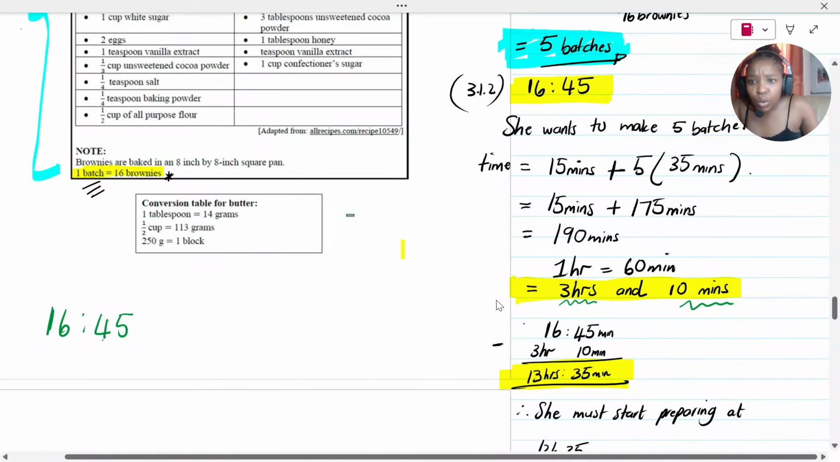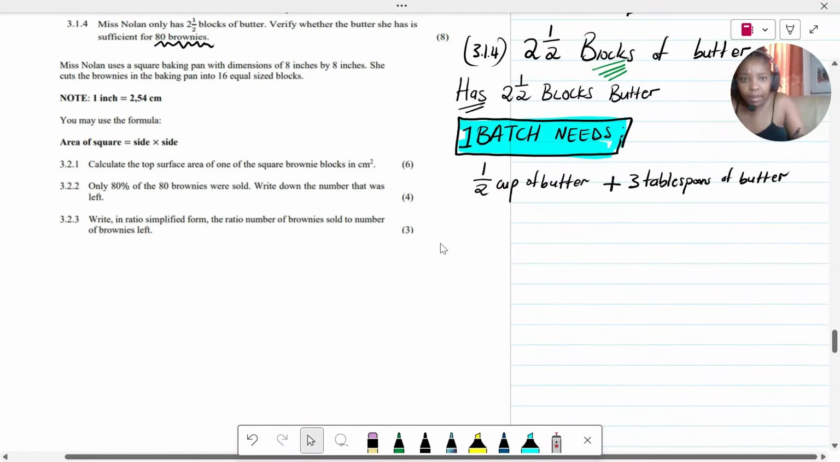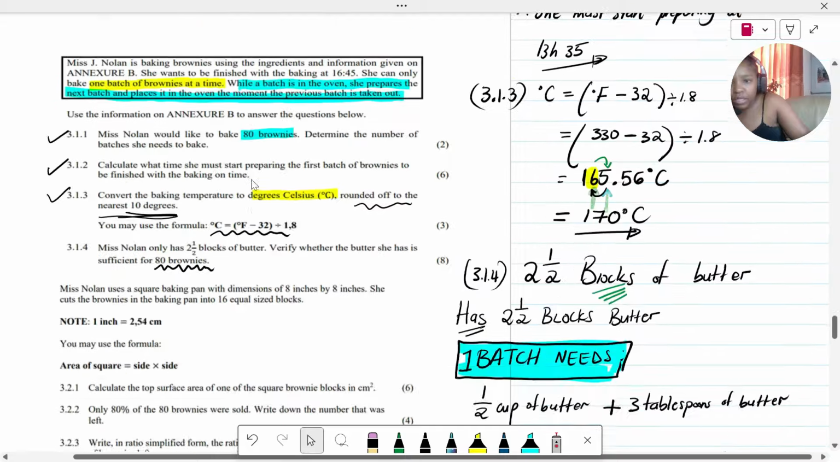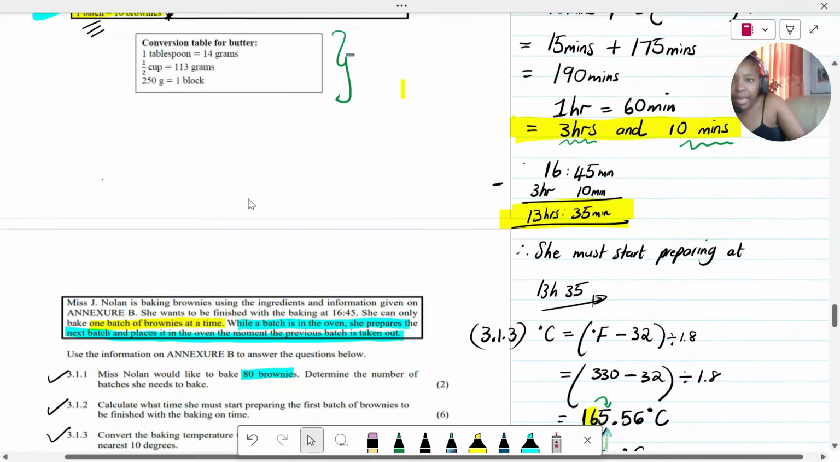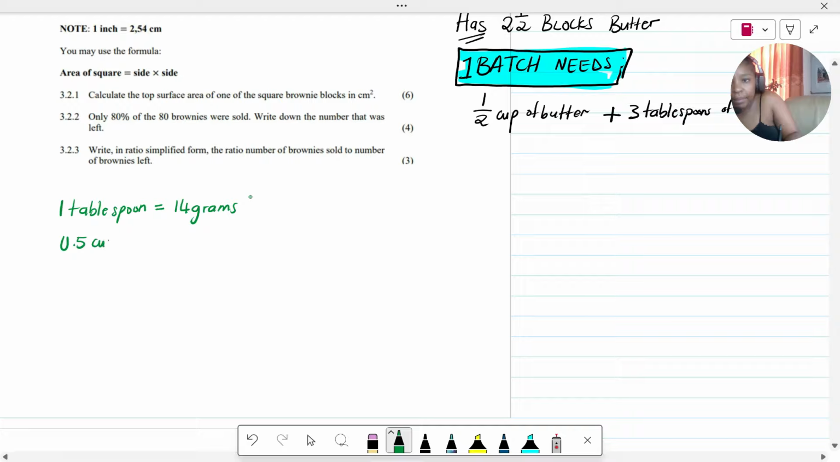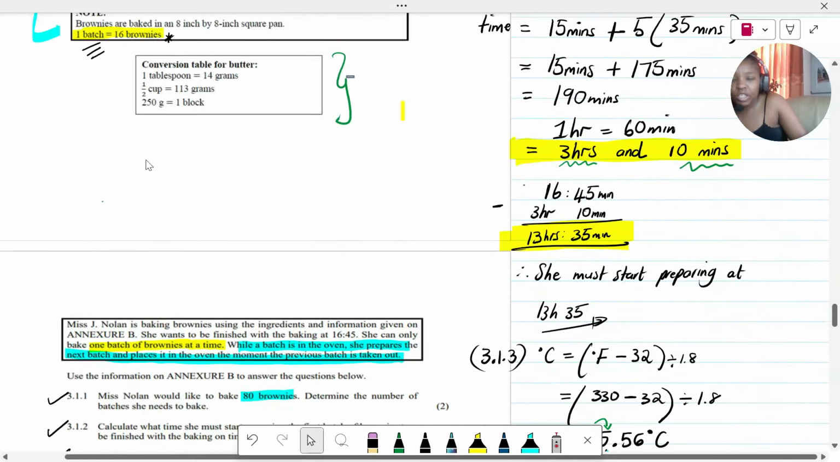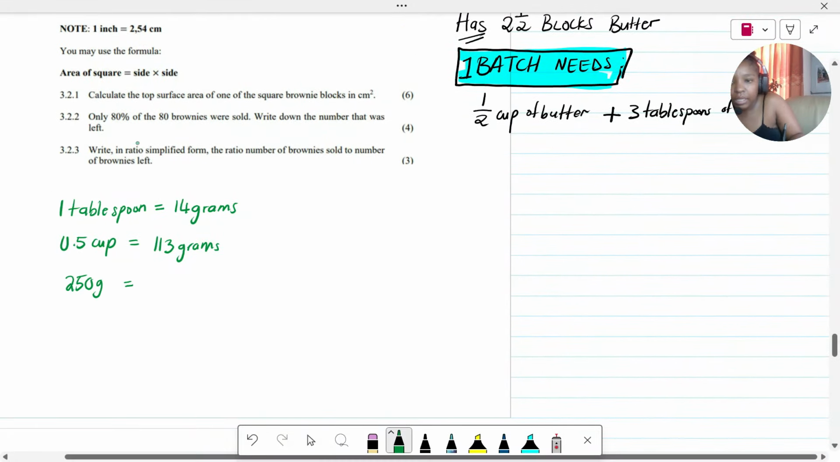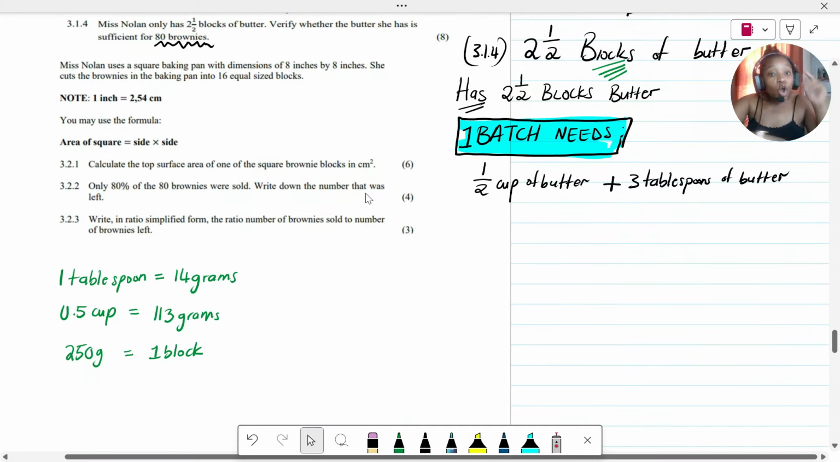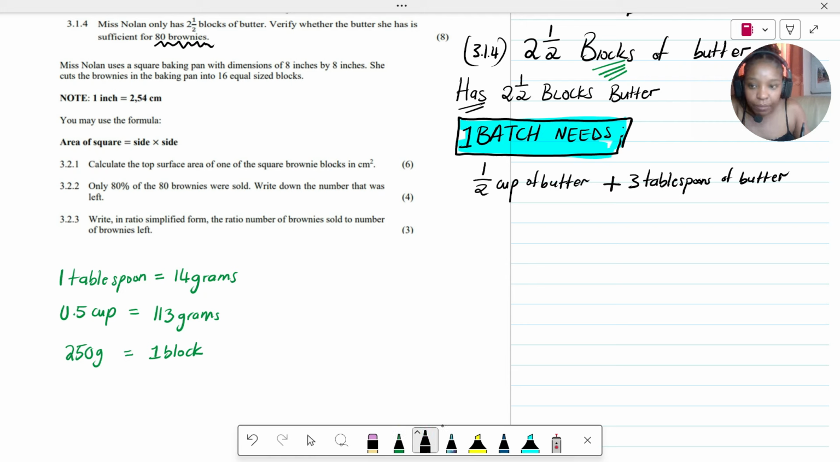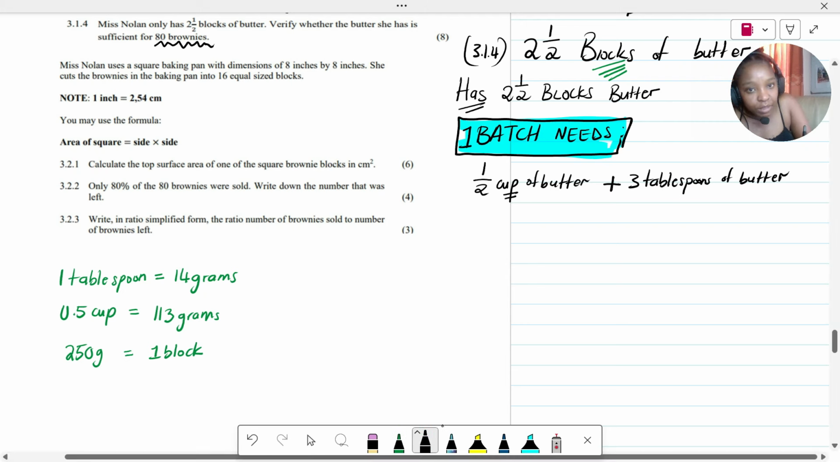So what do we use to help us convert? We were given this conversion table for butter, where we are told that 1 tablespoon is equal to 14 grams, and half a cup, half is 0.5, is equal to 113 grams. And we are told that 250 grams is equal to 1 block. So these are the equations that we're going to use to help us convert these values into grams. I'm going to start with half a cup of butter. What do we know? We want to convert the cups to grams.